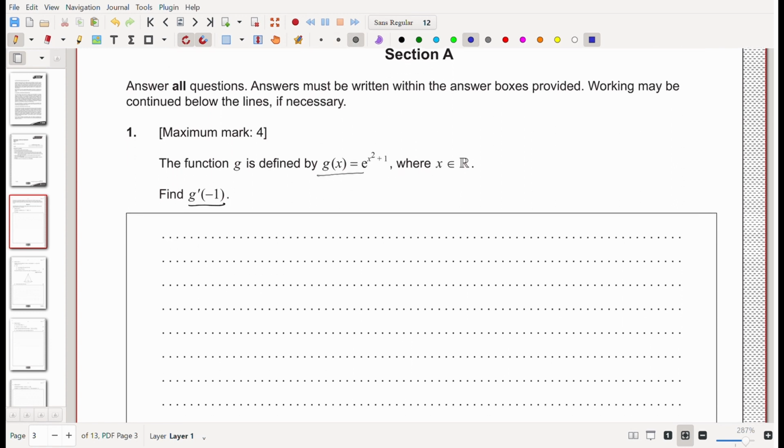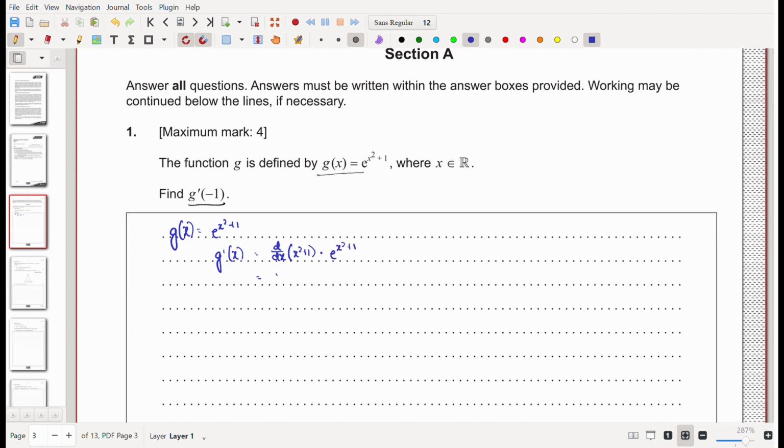So let's go right ahead by writing out g of x is equal to e power x squared plus 1, and g dash of x, we're going to have to use the chain rule. So d by dx of x squared plus 1 times e power x squared plus 1. This is going to be 2x e power x squared plus 1. And we'll write out here by chain rule to make sure the examiners know exactly what we're doing.